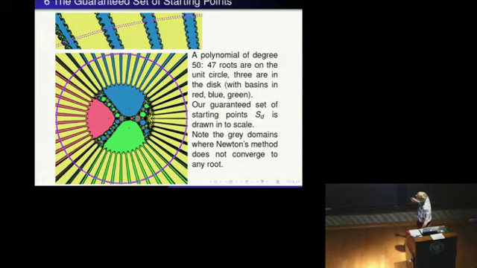You may also see here light green, light gray. So the gray open sets are starting points that don't converge anywhere. Well, they do converge to attracting cycles, but again, with positive probability here, you're not going to find any root.